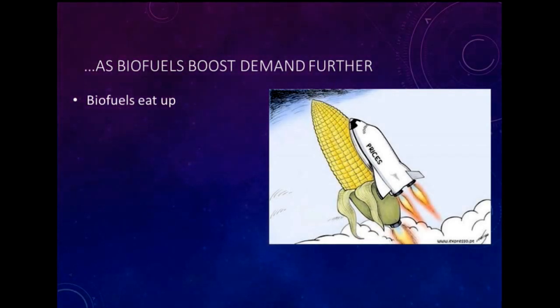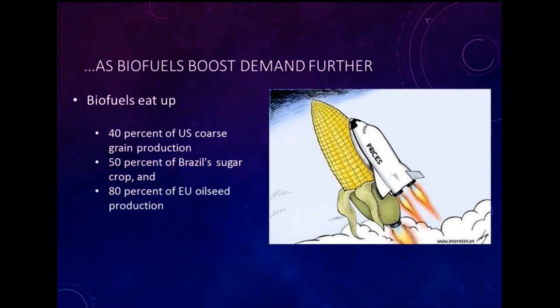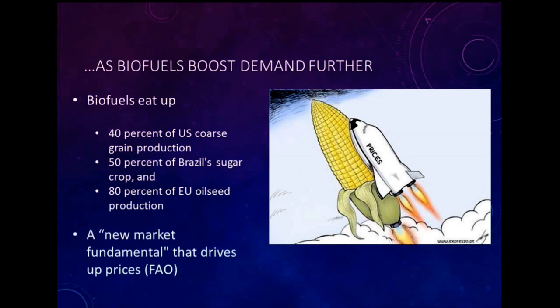And one of the reasons for the steady increased demand is that biofuels are now a factor in agricultural production. Biofuels worldwide, in the US, eat up 40% of coarse grains, of corn, for example. So 40% of our corn crop is going to make cars move. 50% of Brazil's sugar crop and 80% of the European Union's oilseed production go to the production of biofuels. The FAO has called biofuels a new market fundamental that drives up prices.